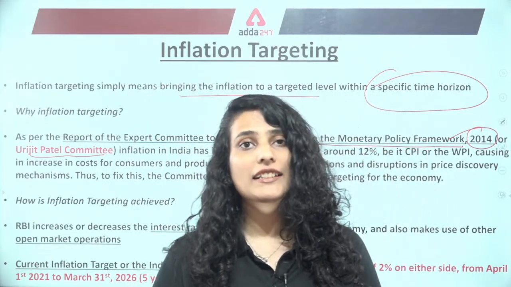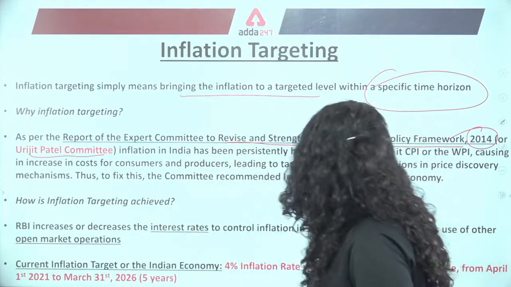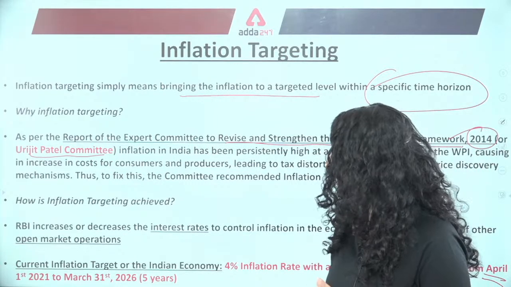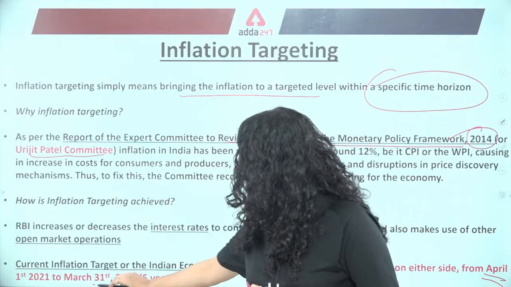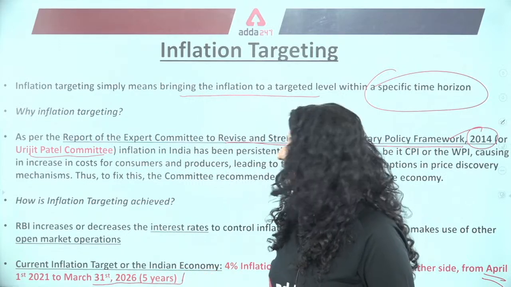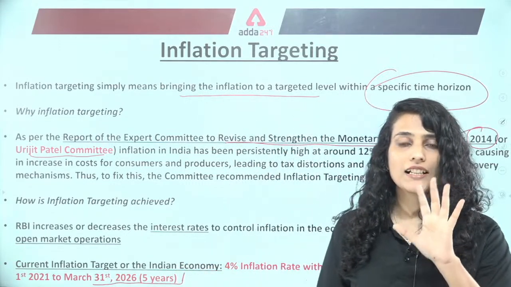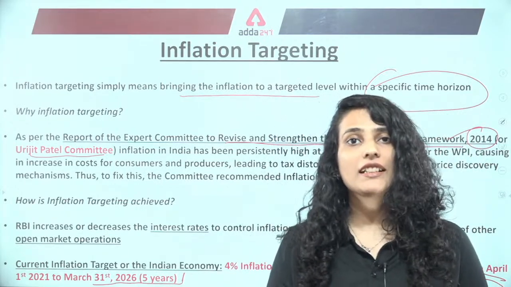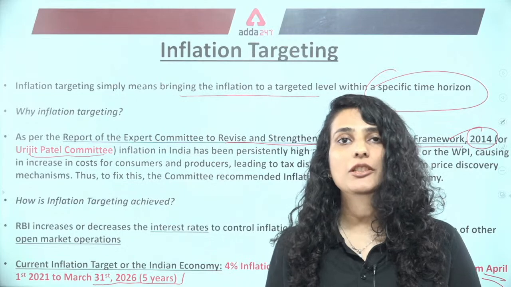इंडियन इकोनॉमी का करंट इन्फ्लेशन टारगेट क्या है? 1 अप्रैल 2021 से लेके 31 मार्च 2026 पाँच साल तक का इन्फ्लेशन टारगेटिंग सेटअप किया है मॉनेटरी पॉलिसी कमेटी ने. दैट इज फ्रॉम 2021 टू 2026.